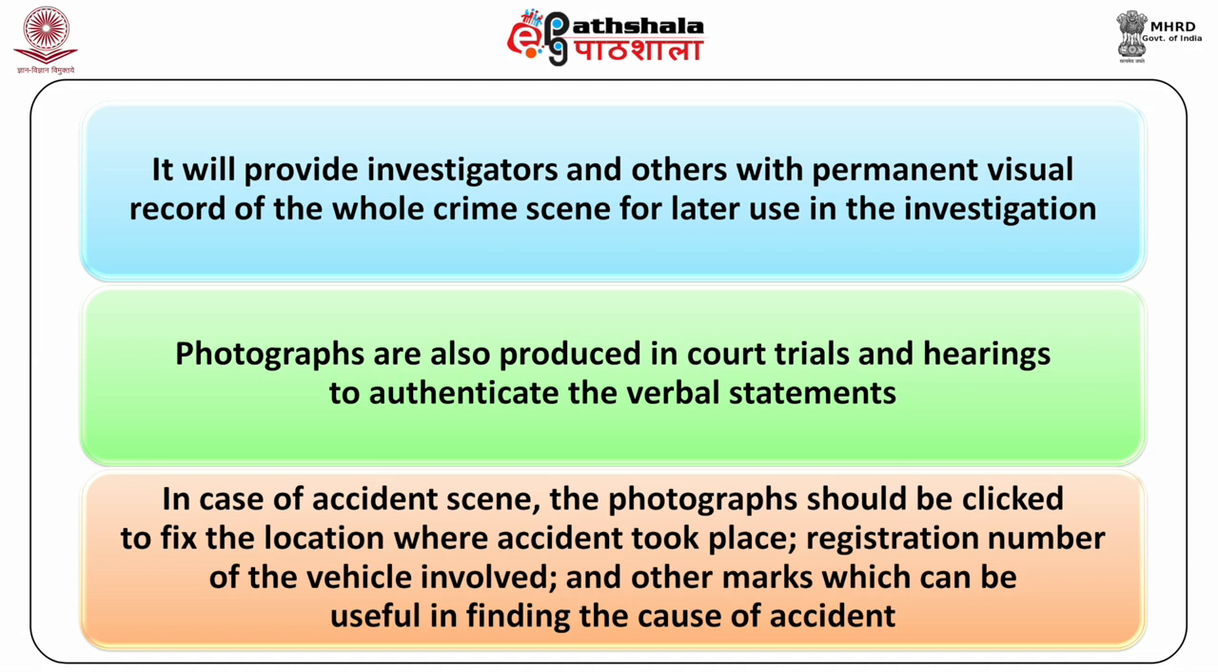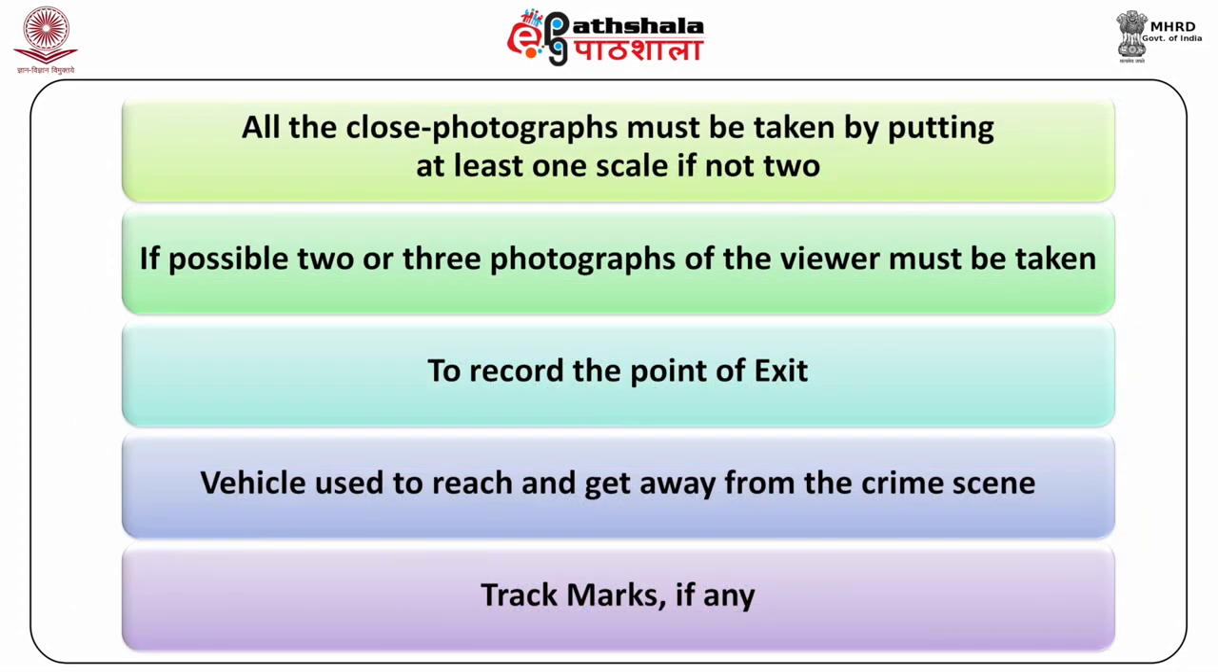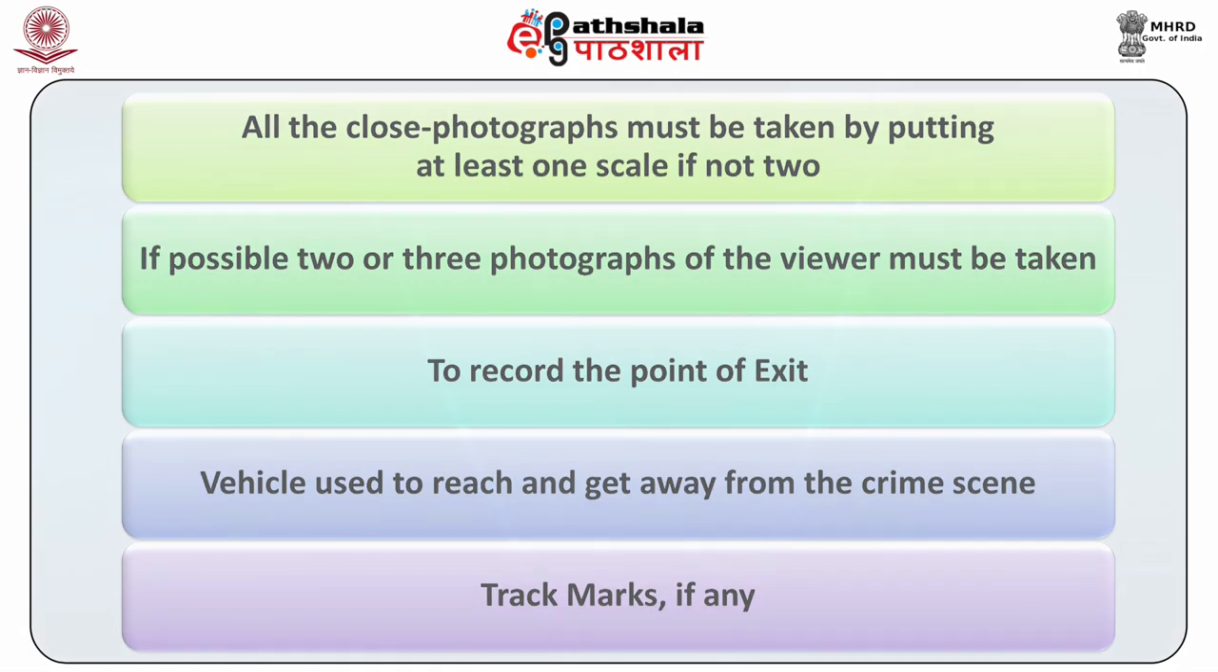Eighth, in case of an accident scene, the photographs should be taken to fix the location where the accident took place, the registration number of the vehicles involved, and other marks which can be useful in finding the cause of the accident. 9. All the close photographs must be taken by putting at least one scale, if not two. 10. If possible, two or three photographs of the viewer must be taken. 11. To record the point of exit. 12. Vehicle used to reach and get away from the crime scene. 13. Track marks, if any.